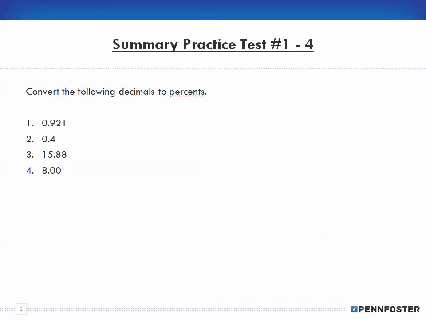And grab my pen. Okay, so this is the practice test, questions number 1 through 4. Because they're all the same: convert the following decimals to percents. So number 1, I have 0.921. To convert it to a percent, move my decimal place to the right 2 places. So we end up with 92.1%.